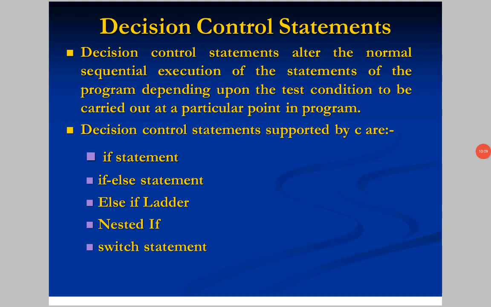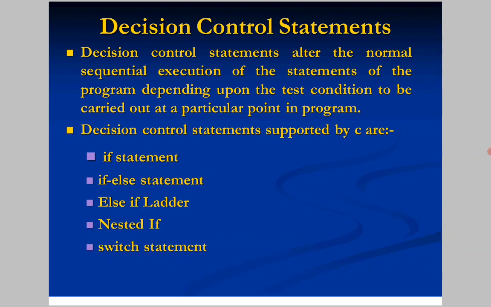For example, a simple example is if A is greater than B. If A is greater than B, suppose it is true, then A is the maximum value. Otherwise, B is the maximum value. Such types of tests or test conditions are called decision control statements.